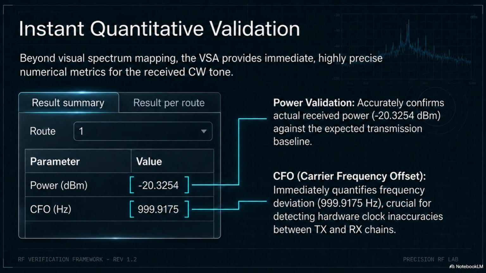In addition to visual plots, VSTCore also provides real-time numerical feedback. Users can directly confirm the received power level and quantify CFO, or carrier frequency offset. This information is critical in RF systems because it helps identify clock mismatch between the transmitter and receiver, enabling more accurate system calibration.